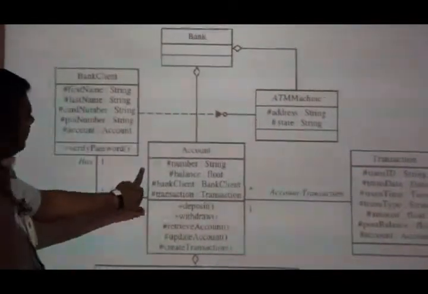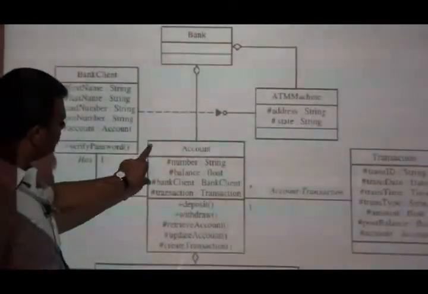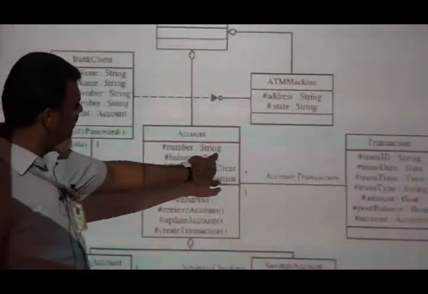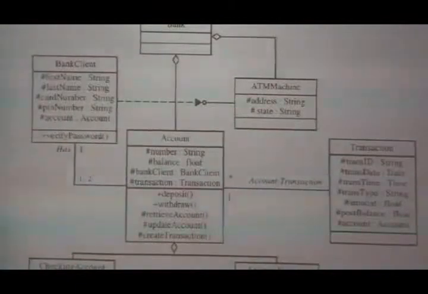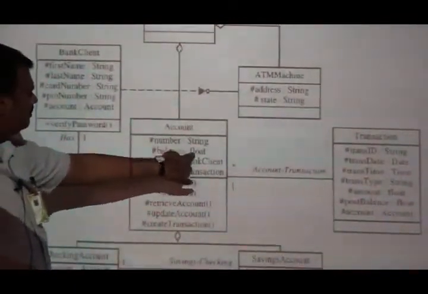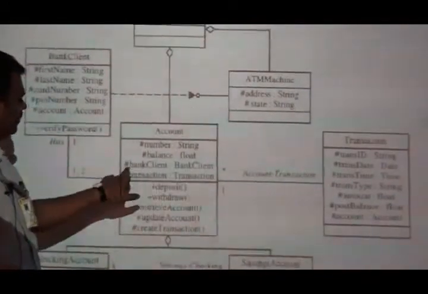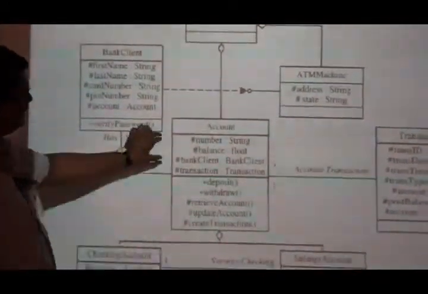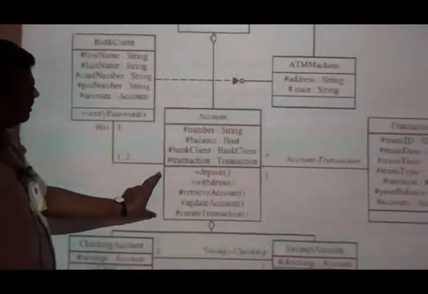Then the account. What are the attributes of the class account? Protected number. Number is the attribute, colon, return type string. Then protected balance. The balance type is float. Then protected bank client, whose type is bank client. These are the attributes of the account, and these are the methods of the account.